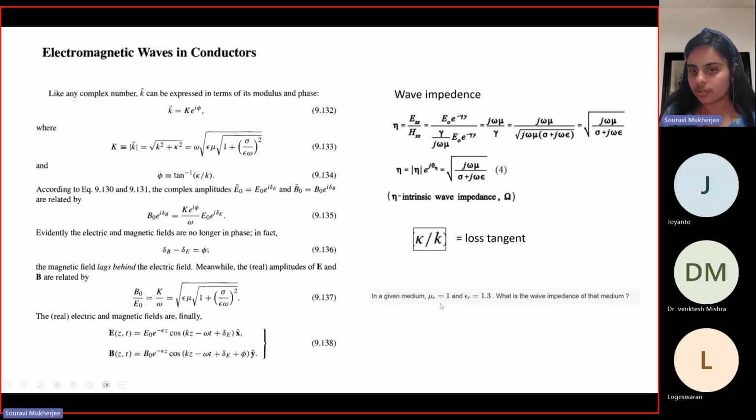So how do you find this value? This should be nothing but root over of 1 by 1.3 into the wave impedance in free space. We said that the wave impedance in free space is around 377 ohm. So the wave impedance for this given medium should be root over of 1 by 1.3 into 377, which would be something close to 330 ohms.